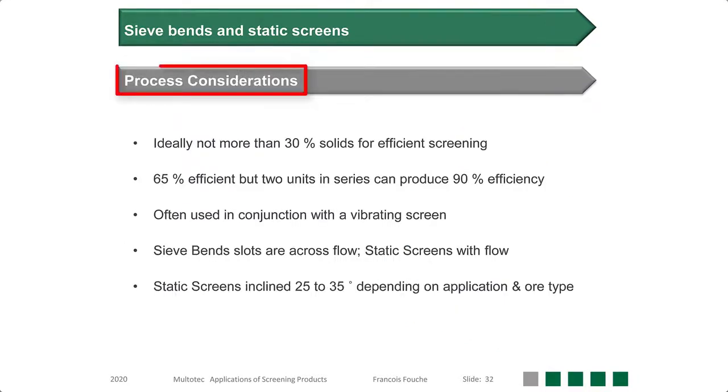Following process considerations apply to sieve bends and static screens. Ideally, the feed should not contain more than 30% solids. These units are typically 65% efficient when operated as a stand-alone unit, but 2 units in series can approach 90% efficiency. They are often used in conjunction with a vibrating screen. Sieve bend slots are cross flow. On static screens, the slots are with flow.